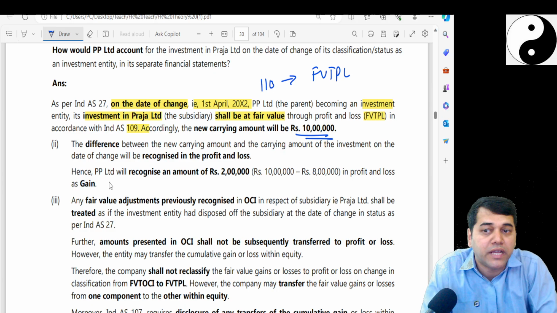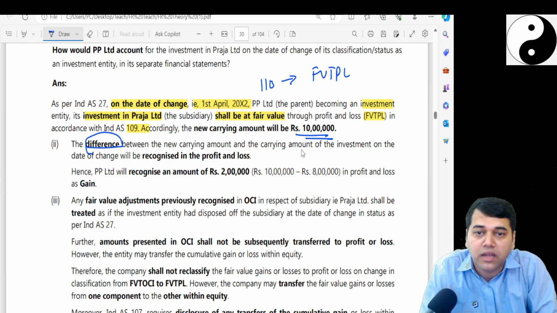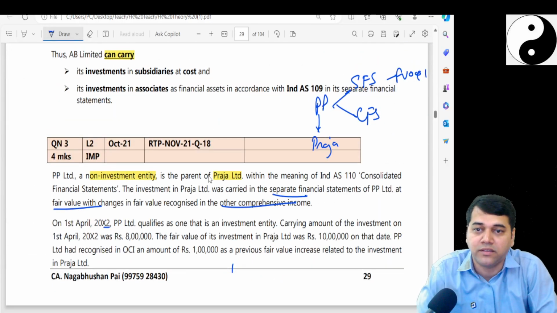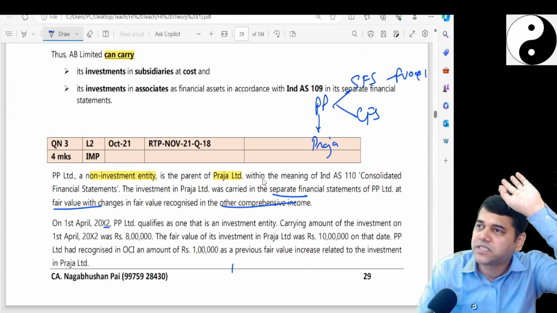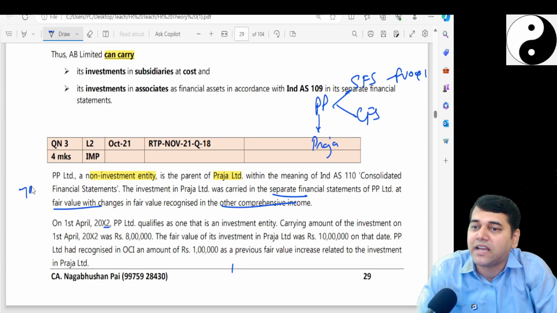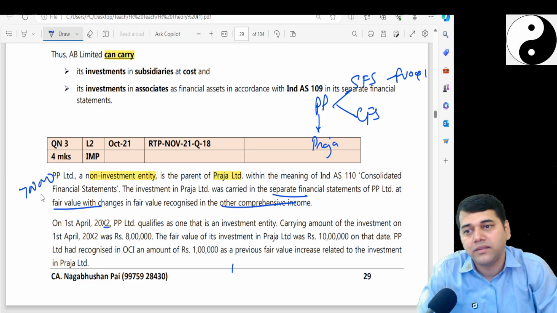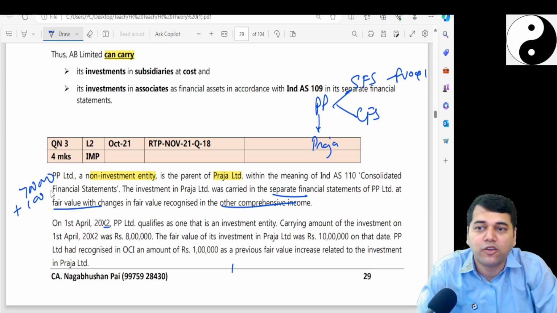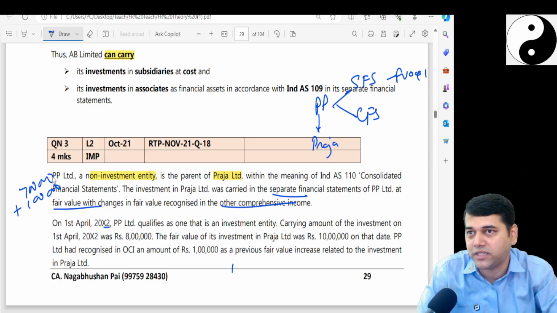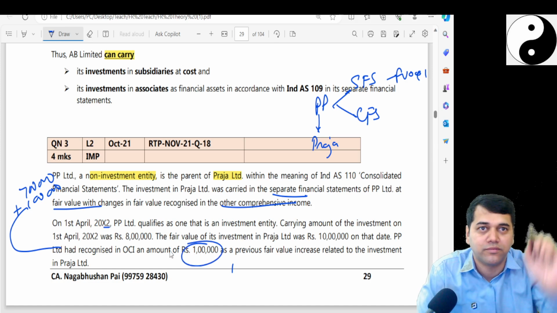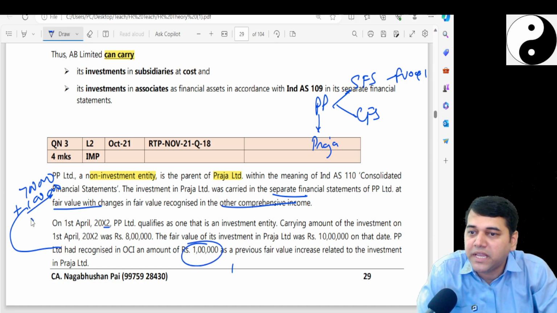Now, how is this to be accounted? The difference between the carrying amount of the investment, okay. Now the question is something like this. Whenever they invested, they invested at 7 lakh rupees. Then plus 1 lakh rupees OCI gain they recognized. That 1 lakh rupees OCI gain is sitting in the OCI. Now it became 8 lakh.